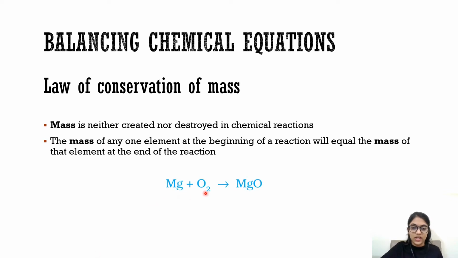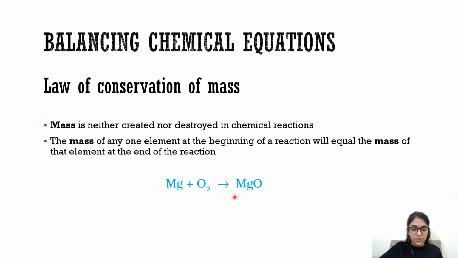Magnesium plus oxygen gives us magnesium oxide. Now, what we need to do is to look at this equation and see if the mass of each element is the same on the left-hand side and on the right-hand side. To do this, you need to know that each atom of each element has a fixed mass. Like magnesium, each atom of magnesium has a fixed mass of 24 units. Similarly, each atom of oxygen has a fixed mass of 16 units.